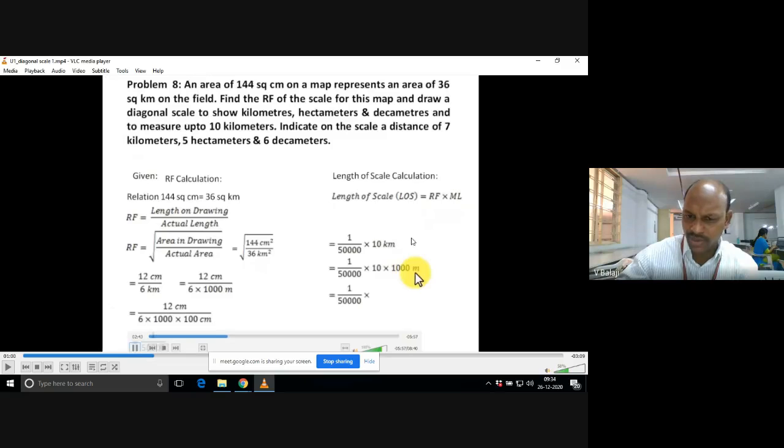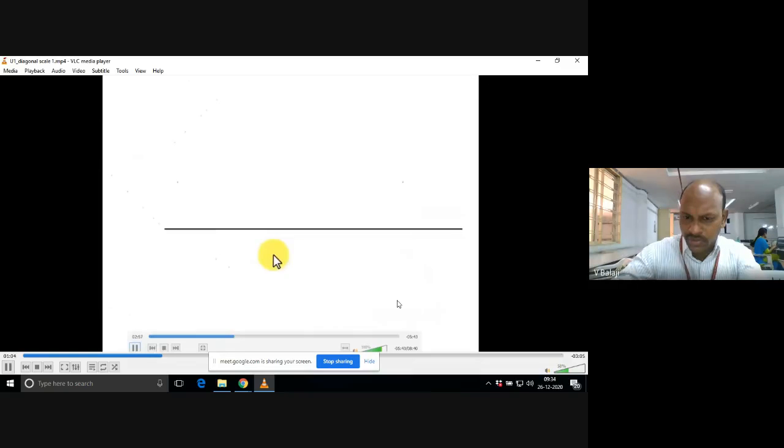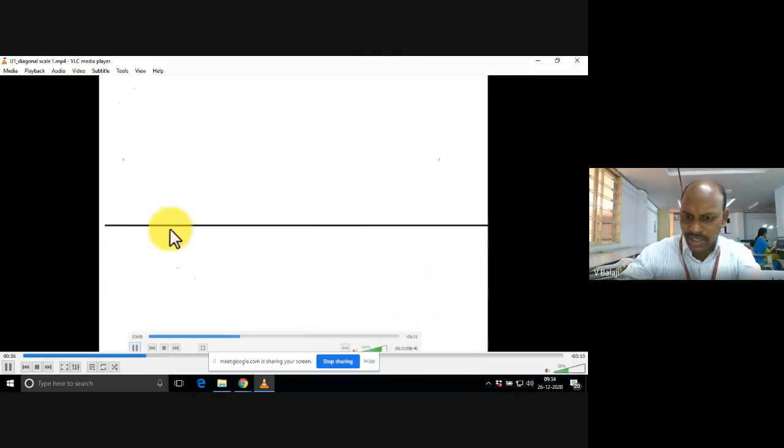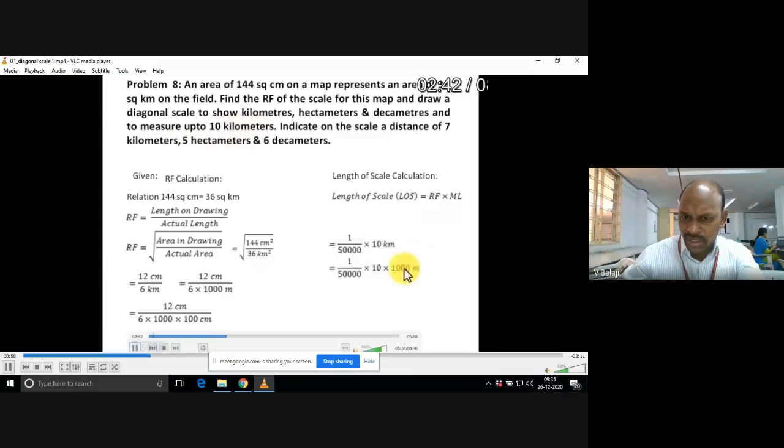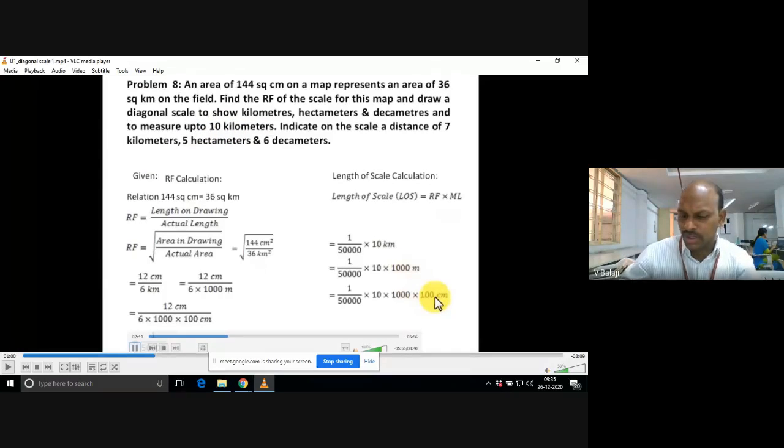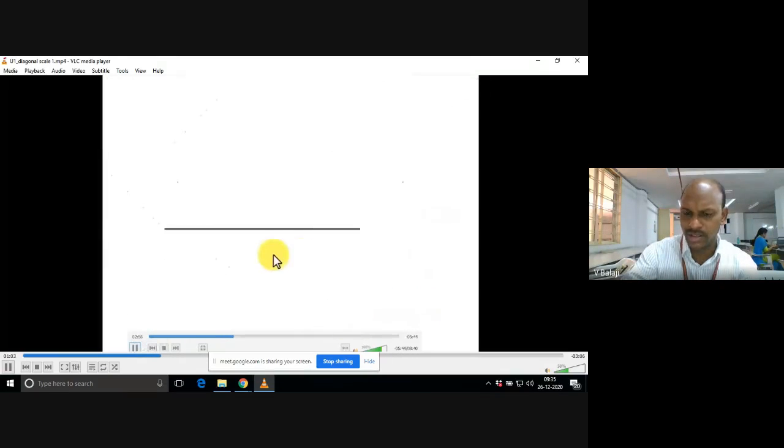So you calculate by multiplying this RF with the maximum length to be measured, 10 kilometer. However, again you need to convert this kilometer into centimeter. First, 1 kilometer is 1000 meters. Again, you multiply 1000 meters with 100 centimeter. What value will you get? Please note it down. Everybody calculated? If you have calculators, please tell me the answer. 20 centimeter. Very good. Everybody getting the same answer? You can check.